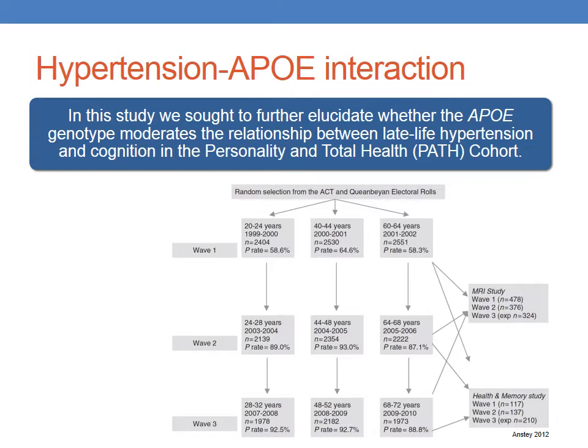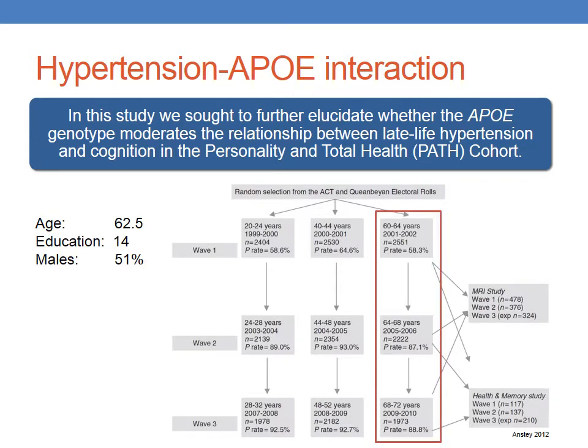So these individuals were selected from the Canberra and Queanbeyan region, and the individuals were recruited into 3 separate cohorts based on the age of recruitment, so the 20s, the 40s, and the 60s cohorts. And data is collected from these individuals at 4-year intervals. And so far we have 3 waves of data, so this is for 8 years. There's currently a 4th wave of data being collected.